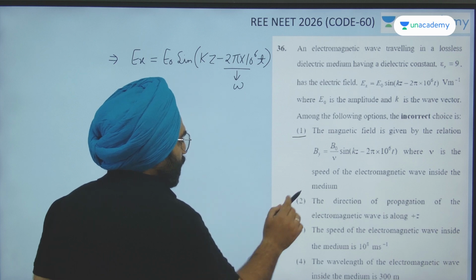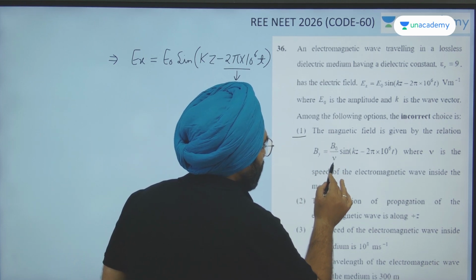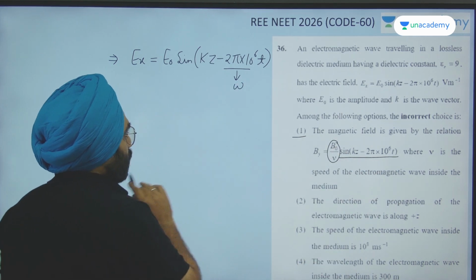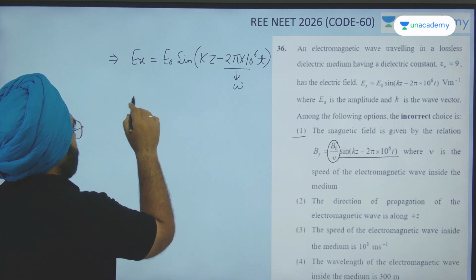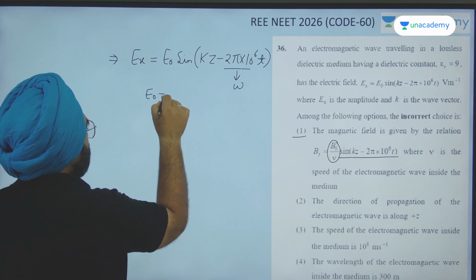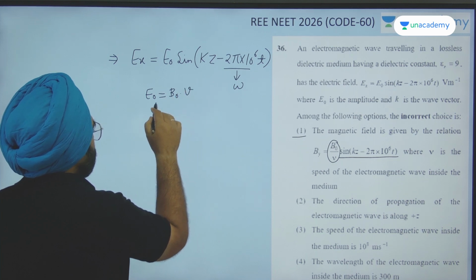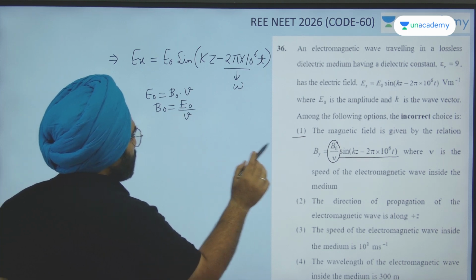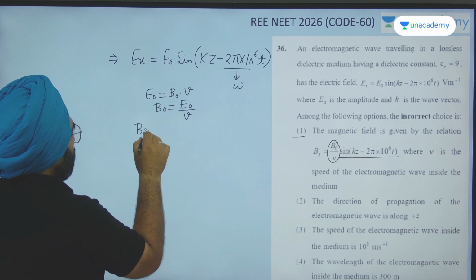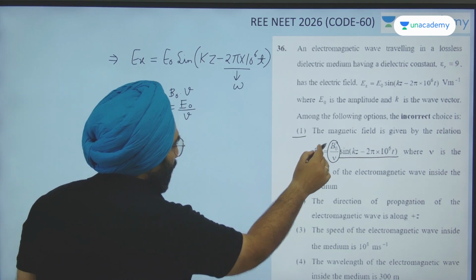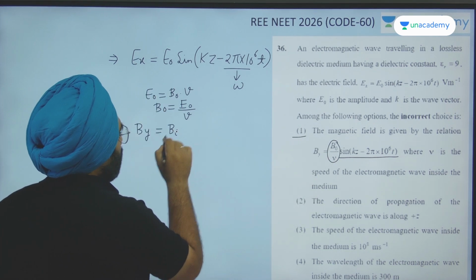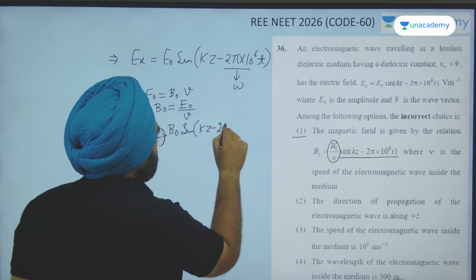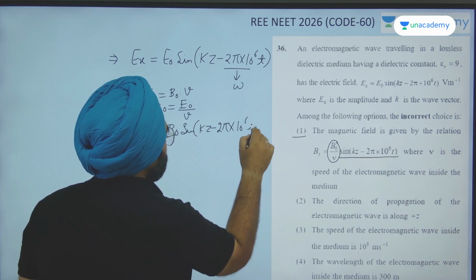In option number 1, it is written here By equal to B naught by V sine, everything is fine here, but this part, there is some problem. Because what is going to be the right equation? Try to understand. E naught is equal to B naught into V. So if I am writing B naught, that will become E naught divided by V. So this equation, if I am trying to write for magnetic field, it will become what? I will be writing B naught only here. B naught sine kz minus 2 pi into 10 raised to power 6t. Now this is the right equation.